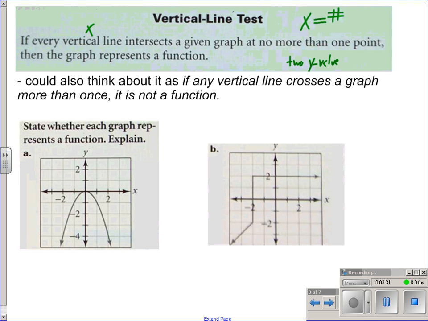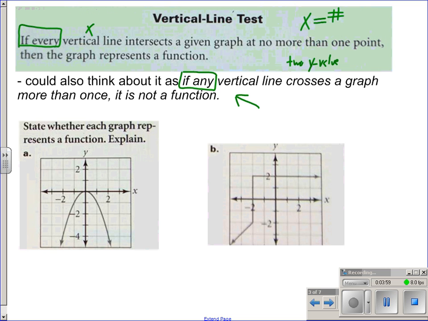All right, so this is the definition. Sometimes this is an easier way to think about it. You have a vertical line. If it crosses the graph more than once, it's not a function because that one x value is going to two different y values. Functions can't have that. So it says if every. I kind of like to think if any. It's just a little bit easier to think about it.